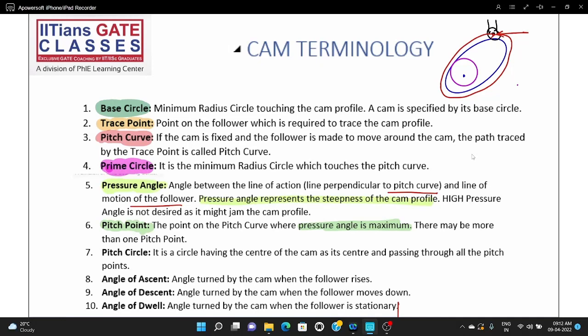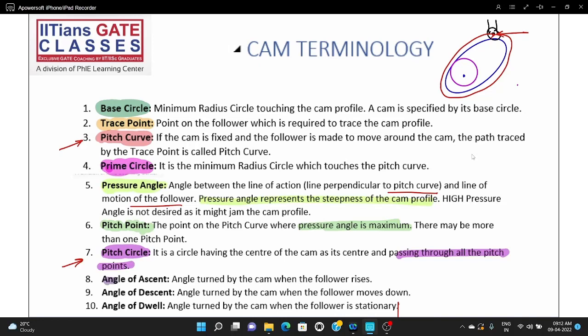Then you have the pitch circle. See, the pitch curve and the pitch circle are two different things. You have to remember they are two different things. So, what is the pitch circle? It is a circle having the center of the cam as its center and passing through all the pitch points. Passing through all the pitch points means passing through all the points where the pressure angle is maximum.